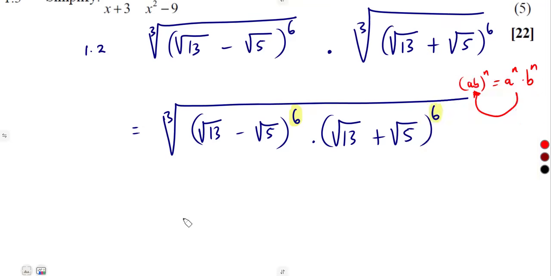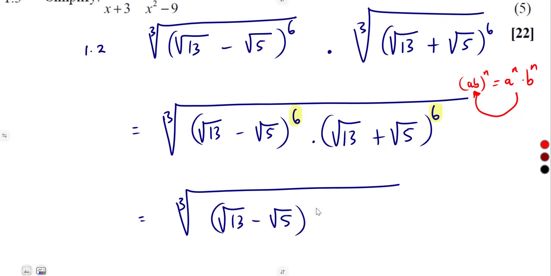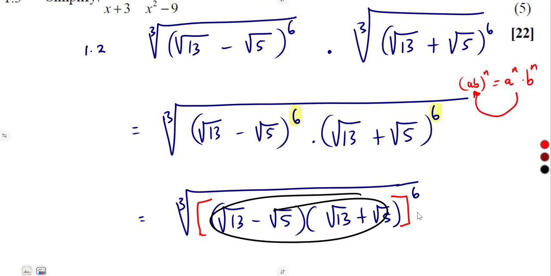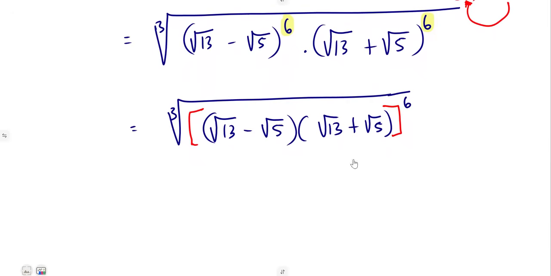So I can rewrite this as the cube root of the square root of 13 minus the square root of 5, times the square root of 13 plus the square root of 5, but this whole part will be raised to the exponent of 6. From this law, it is the same: this one to the exponent of 6, this one to the exponent of 6. But we can just rewrite it as a single term under a product being raised to the exponent of 6, which makes it easier for us to simplify.